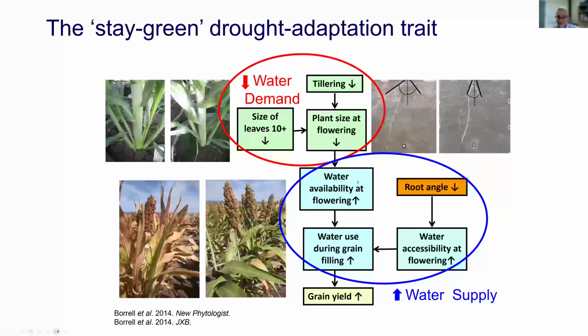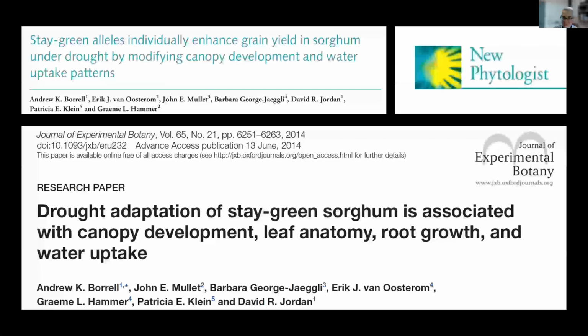But also the trait causes an increase in water supply, and that's partly due to shifting of water from pre-anthesis to post-anthesis, but also because of a narrow root angle which sends roots deeper into the soil to access water at depth. And these things together result in an increase in grain yield. And we published that work in the New Phytologist and in JXB, looking at stay green's association with canopy development, leaf anatomy, root growth, and water uptake.